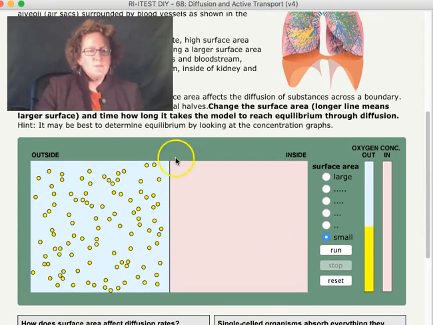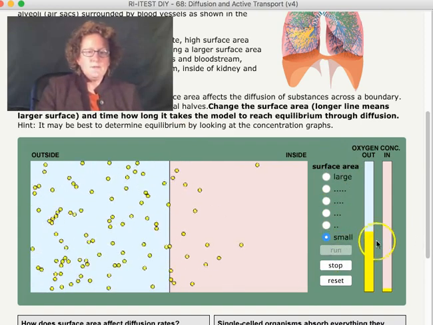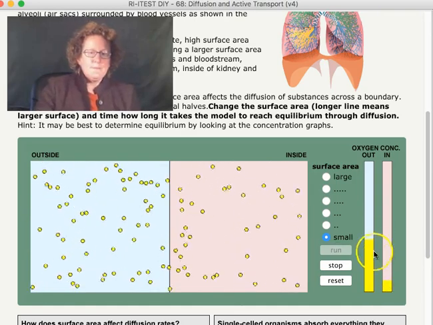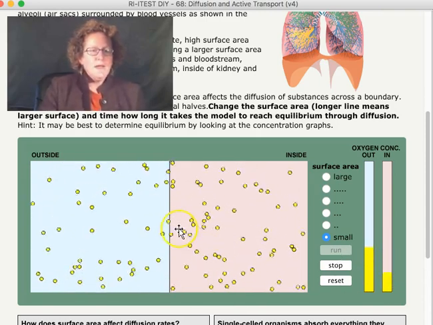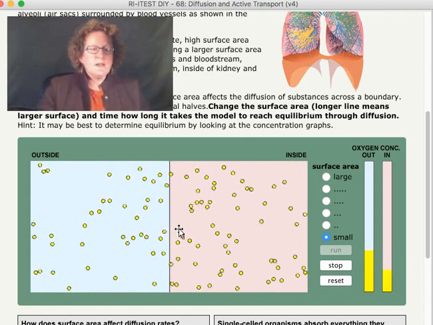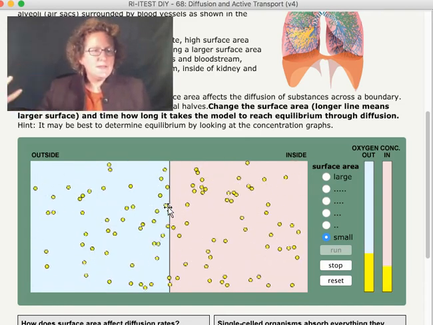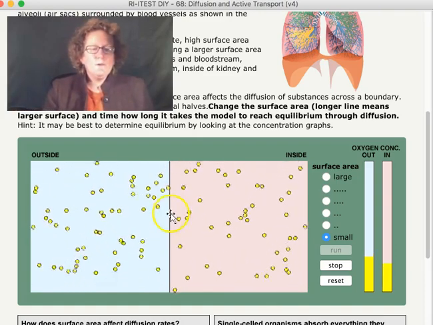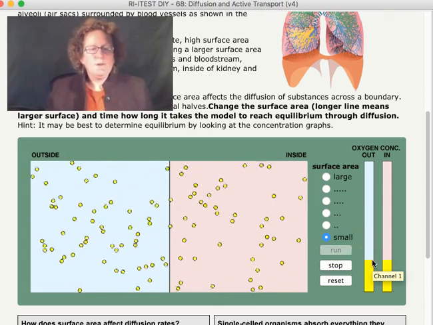So this is a small surface area. You can see we can adjust the surface area here. Let's run it with a small surface area and see how long it takes to get to equilibrium. We're waiting for these two to be even. And I like to make an analogy here. This is kind of like being in the Xcel Energy Center or the US Bank Stadium, a really big arena, and only having one door. It's going to take a long time for people to get in and out of the building.